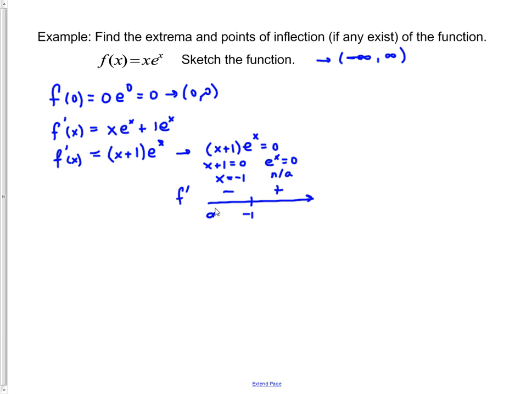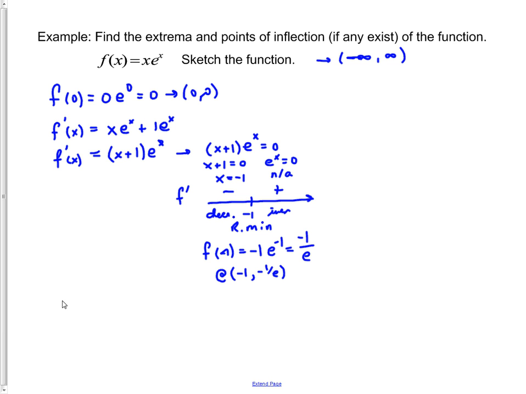And so our function is going to be decreasing up to the point at x equals negative 1 and increasing after that point. And so this has to be a relative minimum. And our relative minimum is going to occur at f of negative 1, which is to say negative 1 times e to the negative 1, or stated as an exact value, negative 1 over e. All right, so the coordinate point of our relative minimum is at negative 1, comma, negative 1 over e.